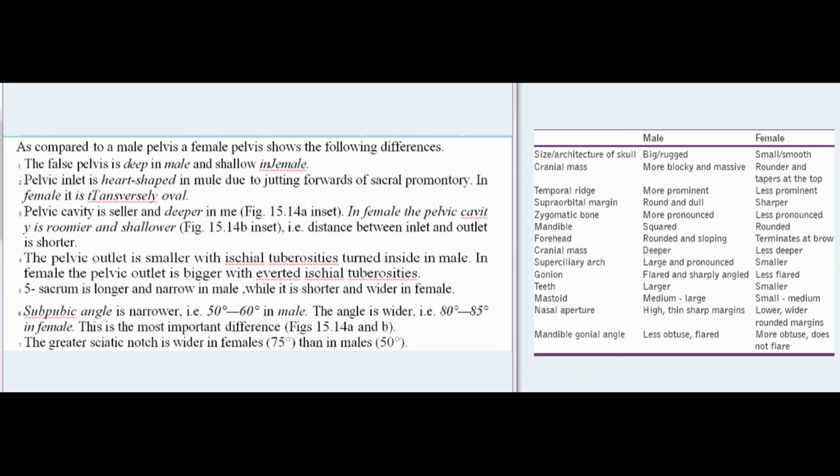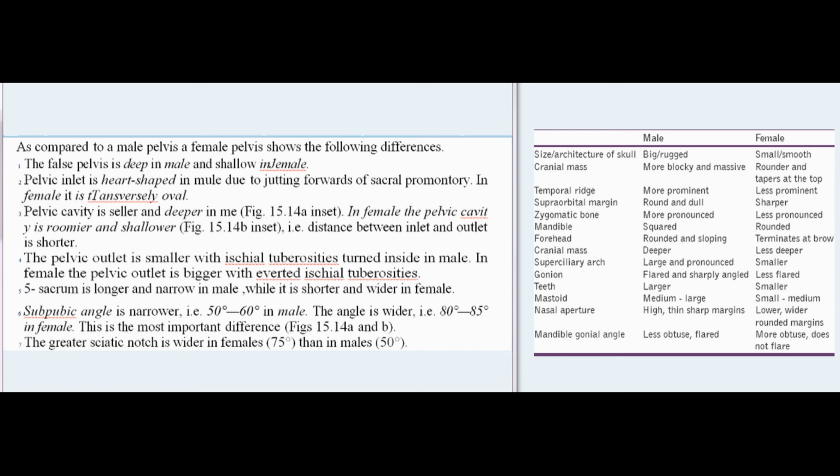4. The pelvic outlet is smaller with ischial tuberosities turned inside in male. In female the pelvic outlet is bigger with everted ischial tuberosities. 5. Sacrum is longer and narrow in male while it is shorter and wider in female.